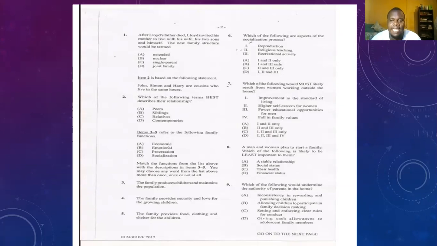Good. Number 9. Which of the following would undermine the authority of parents in the home? This is a repeated question too. So A, inconsistency in rewarding and punishing children. B, allowing children to participate in family decision making. C, setting and enforcing clear rules for conduct. Or D, giving cash allowances to adolescent family members. So the answer is A, inconsistency in rewarding and punishing.